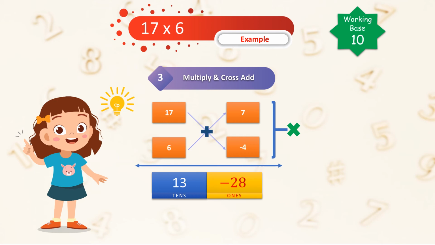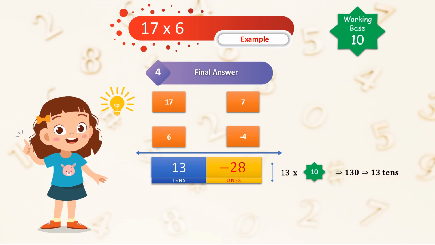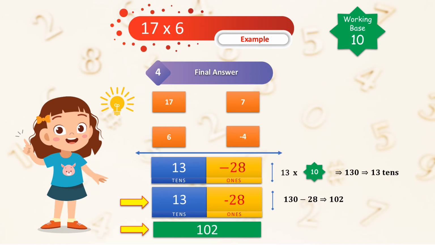Step 3 is complete. Step 4, we are on our final answer step. So now we have to know what 13 tens is equal to. 13 tens is equal to 130. Now in order to get our answer, we have to subtract 28 from 130. 130 minus 28 is 102, which is our answer. That completes step 4.